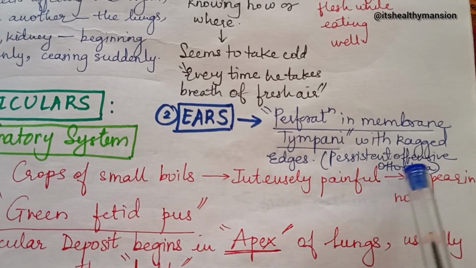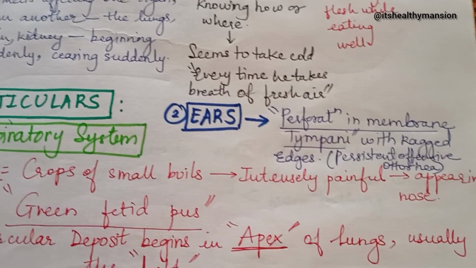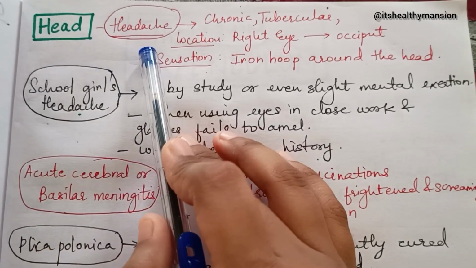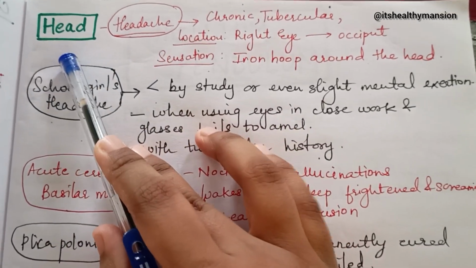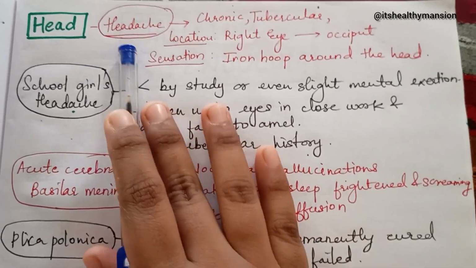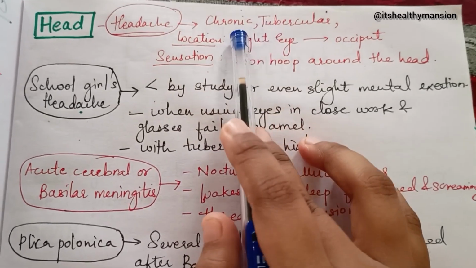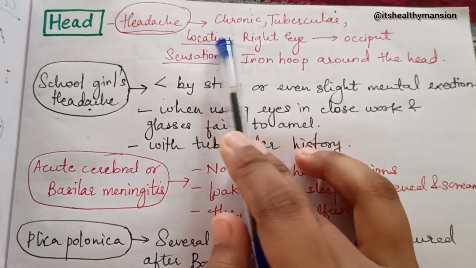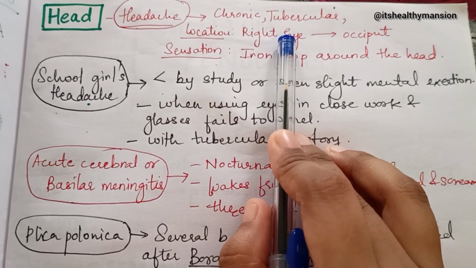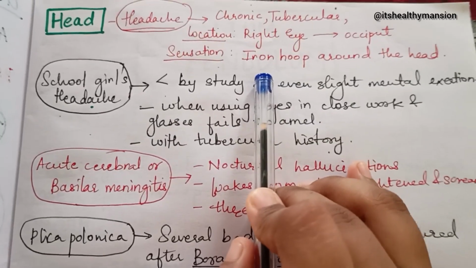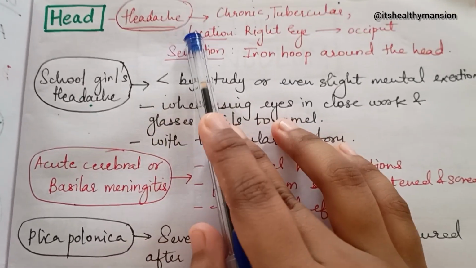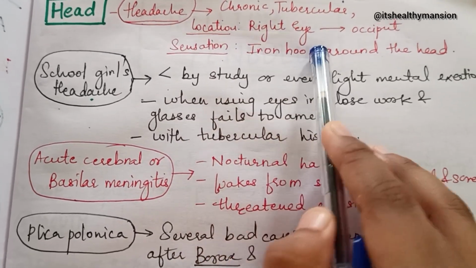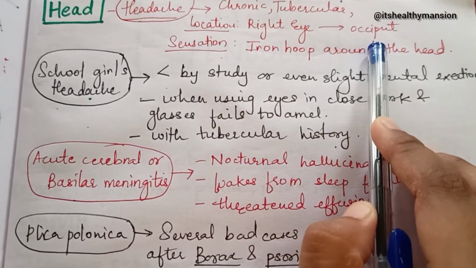There is persistent offensive otorrhea. Now let's see the complaints of head. Headache or head complaints of the tubercular patient is very much important because he or she may have tuberculosis history or a strong history of tuberculosis in the family. So let's begin. Headache.